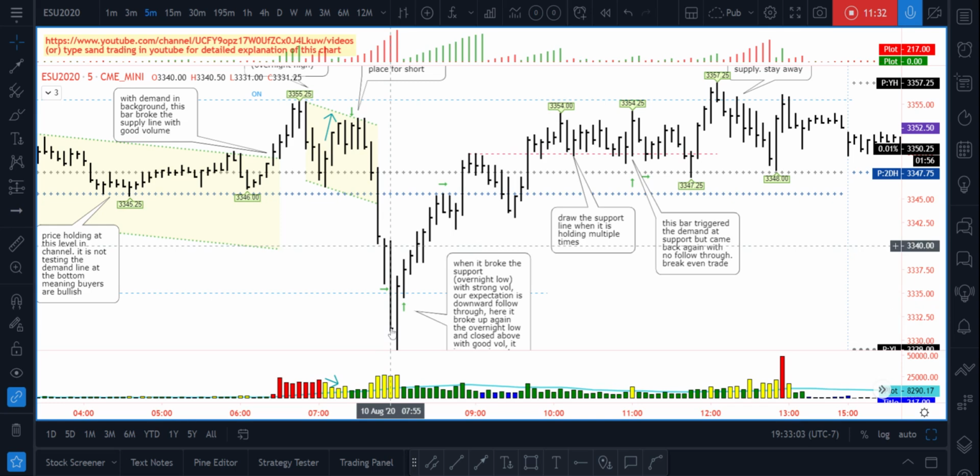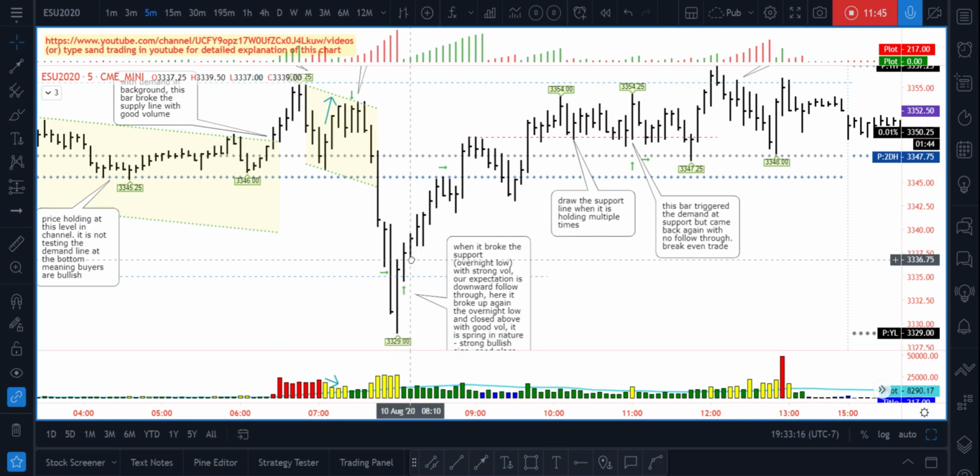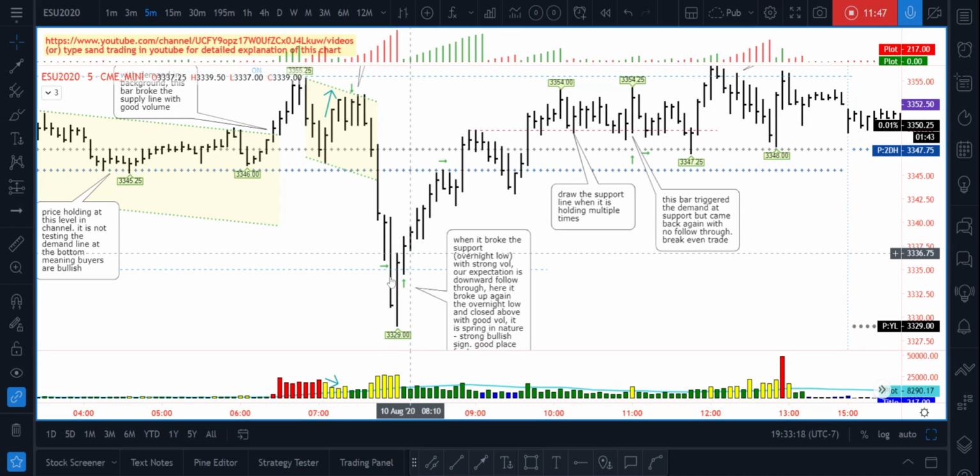So okay, now it broke this one. Now it broke yesterday's overnight low. And look at the next bar. What happened? So what is the purpose of breaking, right? Why do sellers want to break these supports? Broke the support, and then what should have happened? It should have gone down. So the two factors that would happen: you should follow through, because it broke the support with such a strong volume, you should have expected it to go down.